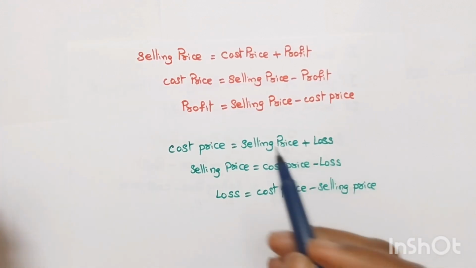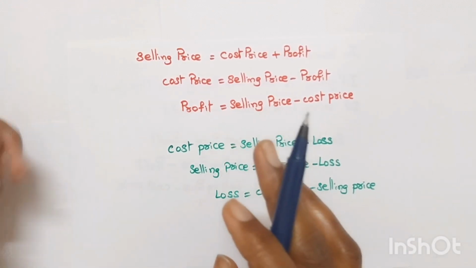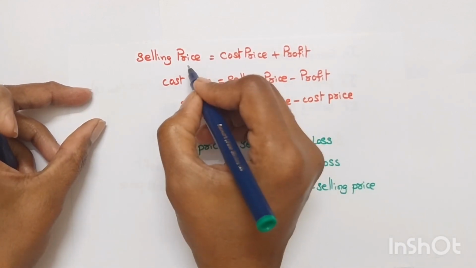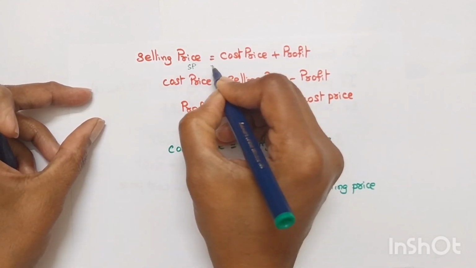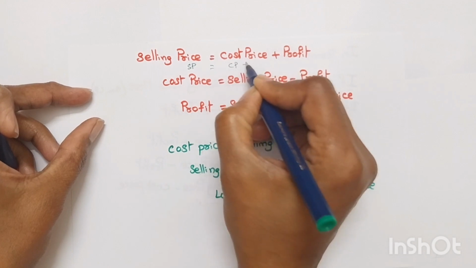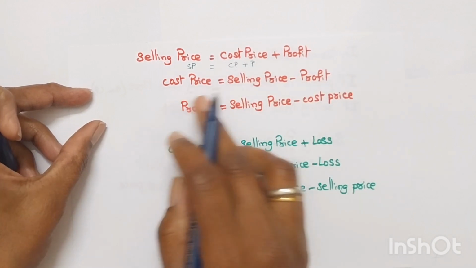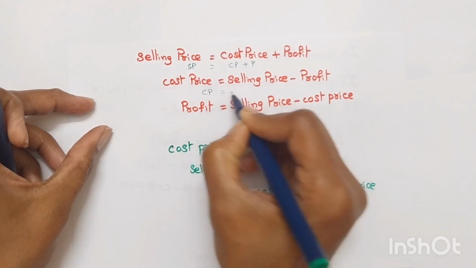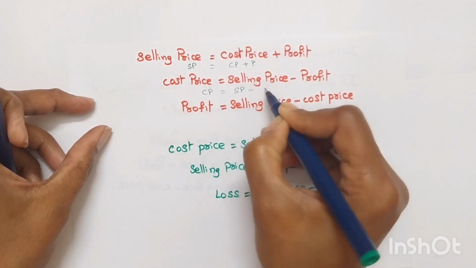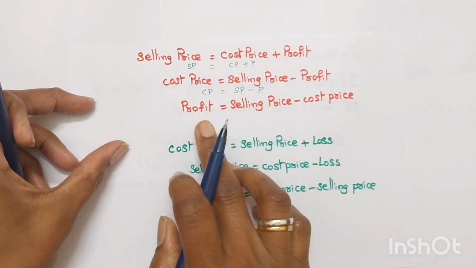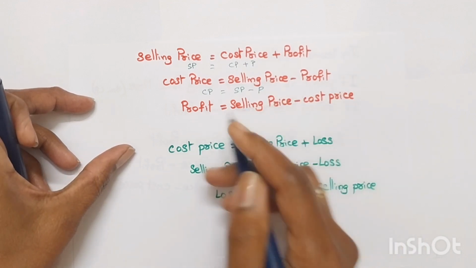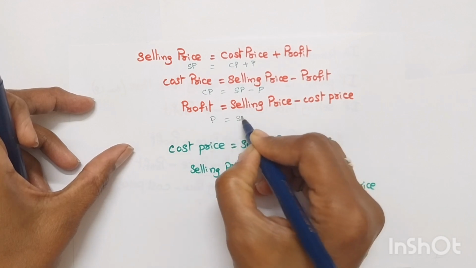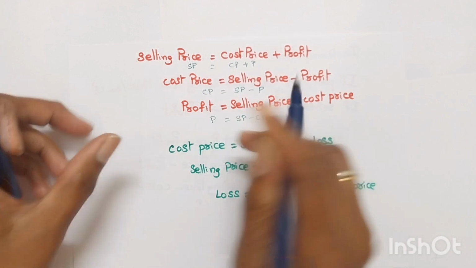Now we get all the formulas at once. Selling price equals cost price plus profit, SP equals CP plus P. Cost price equals selling price minus profit, CP equals SP minus P. Profit equals selling price minus cost price, P equals SP minus CP.